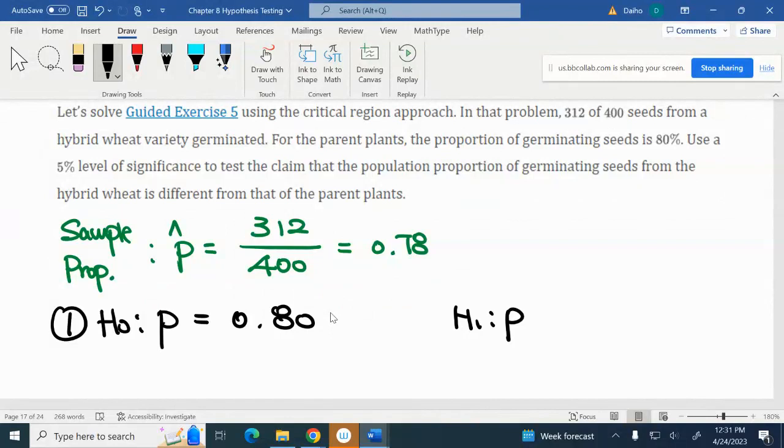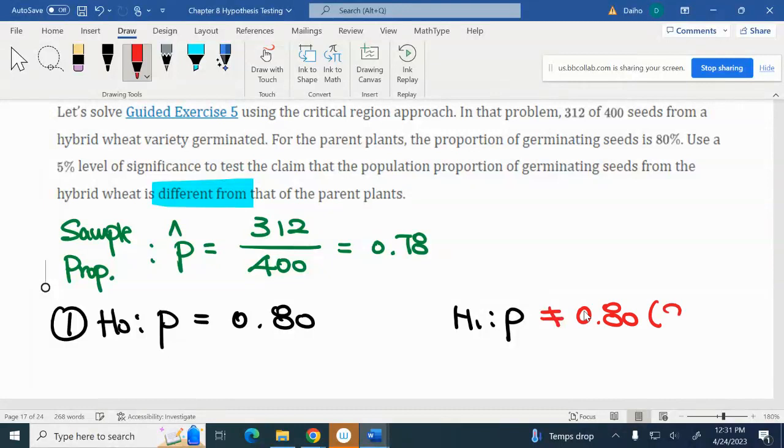And what will be the alternative hypothesis? What do we want to test? Smaller than, bigger than, or different? Different. So it must be not equal to 80%. Don't forget, take twice because it is two-tailed. We are going to take twice later to get the p-value, right?